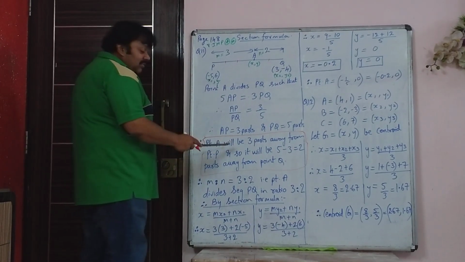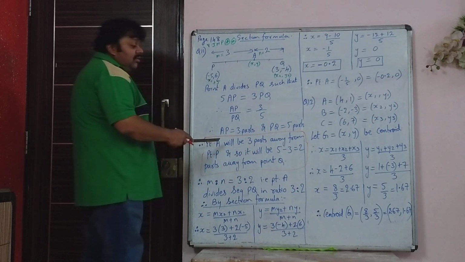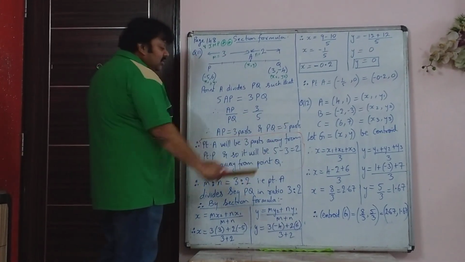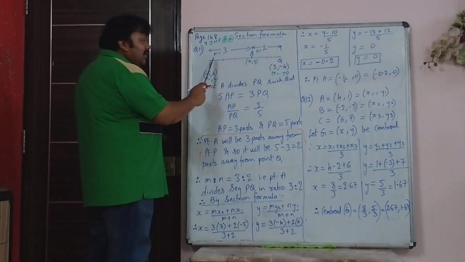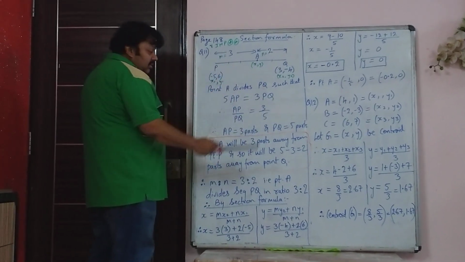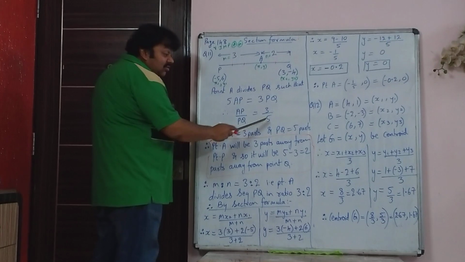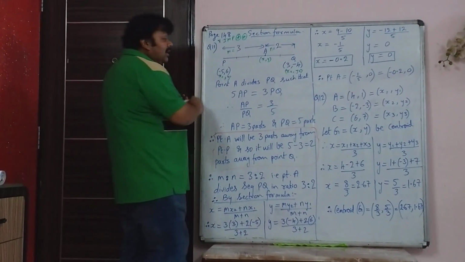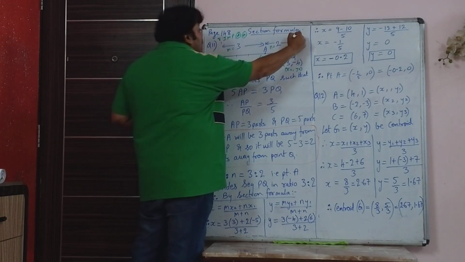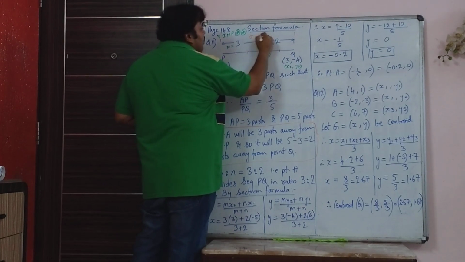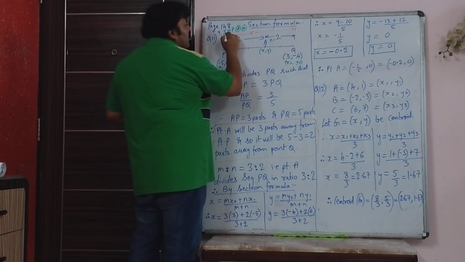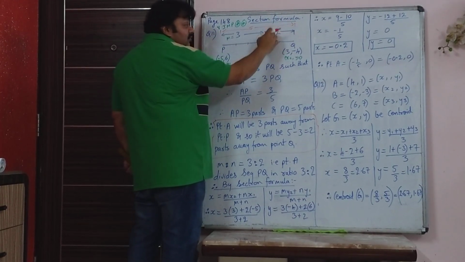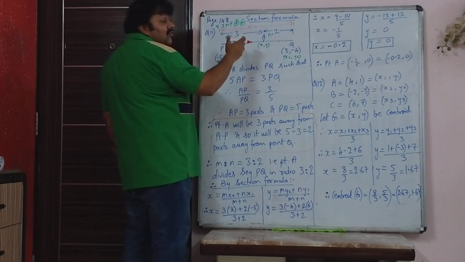So that's what is mentioned here. This you need not write in your exam. You just have to write AP is 3 parts and PQ is 5 parts. Therefore the ratio is not 3:5. It is not 3:5. Please understand, the entire thing is 5. This full PQ is given as 5.